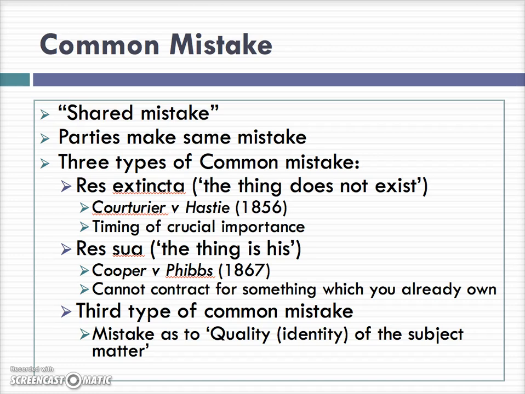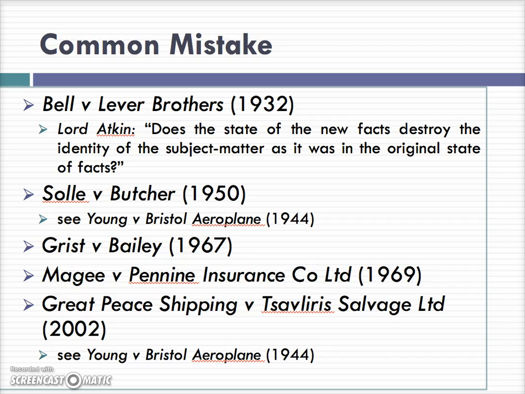However, there's a third type of common mistake which does not have a nice, neat Latin name. It's probably best described as mistake, or common mistake, as to the quality of the subject matter. The leading case within this third category of common mistake as to quality of the subject matter is Bell and Lever Brothers.